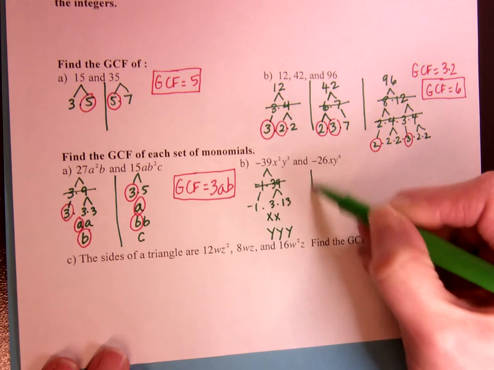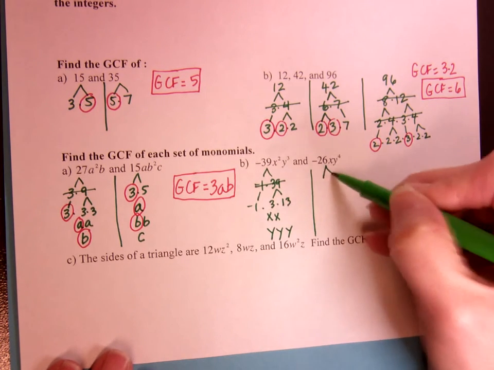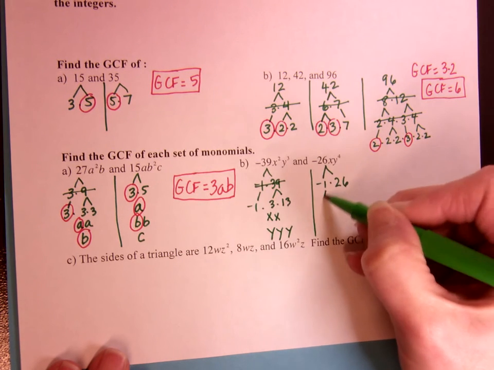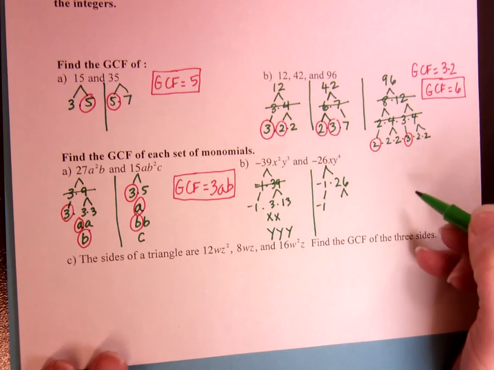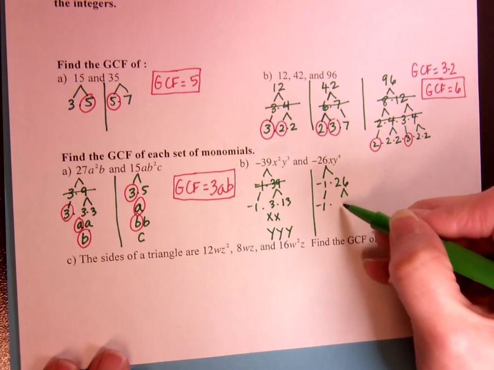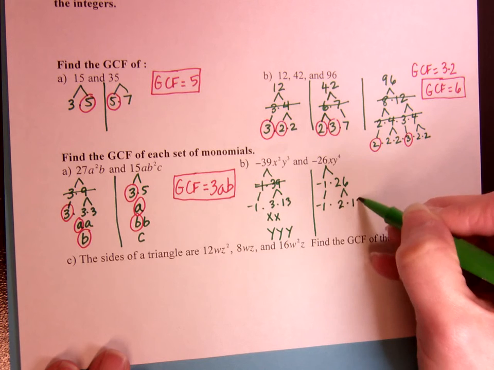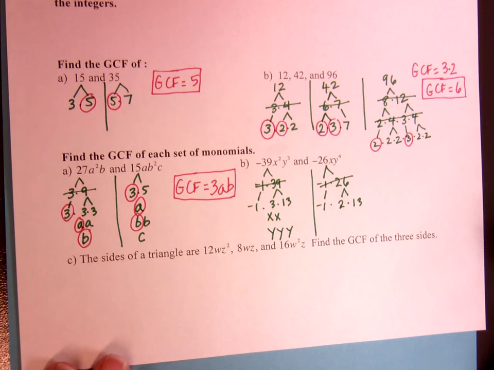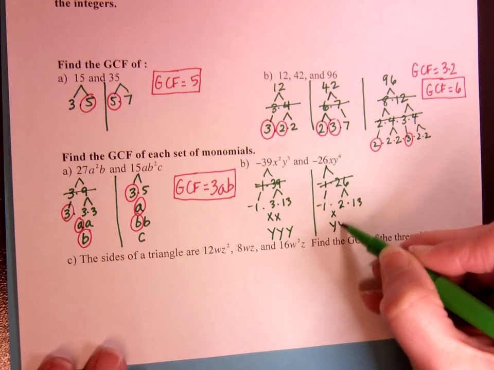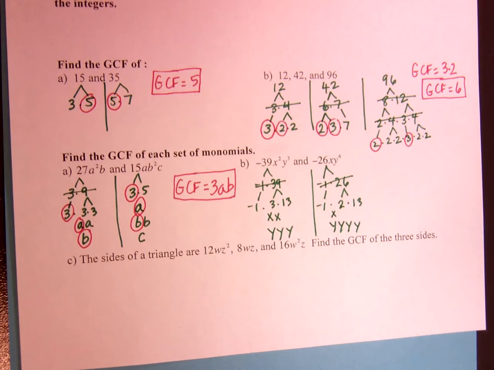Okay, now we're doing the negative 26. Negative 1 times 26. Bring down the negative 1, and then 26 gets broken into 2 times 13. Is that as low as it can go? Yes. Let's do the letters. How many X's? 4. And Y's? 4. Okay, now that we've broken them down, it's time to decide what they have in common.